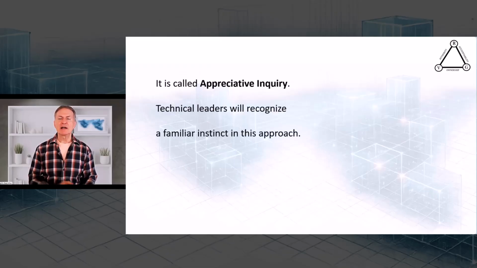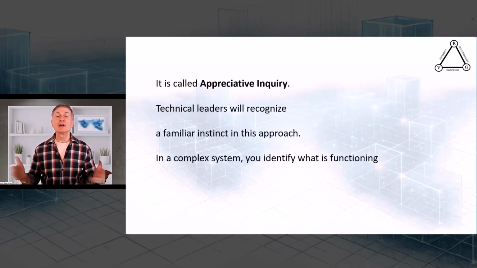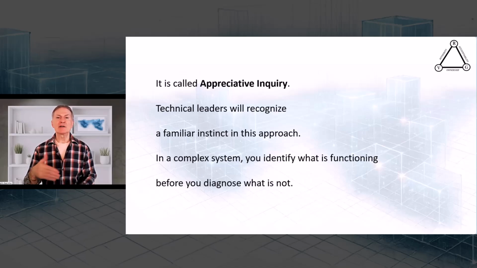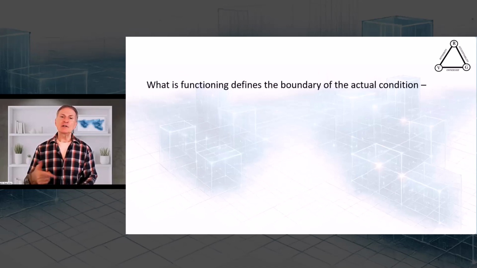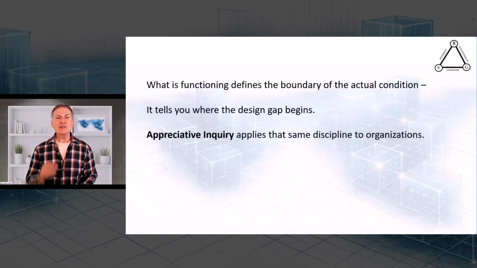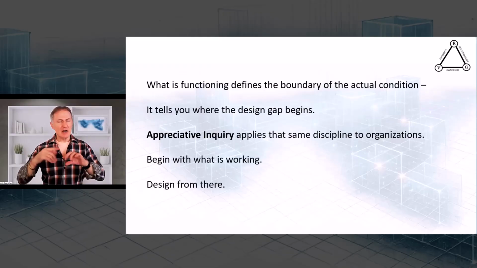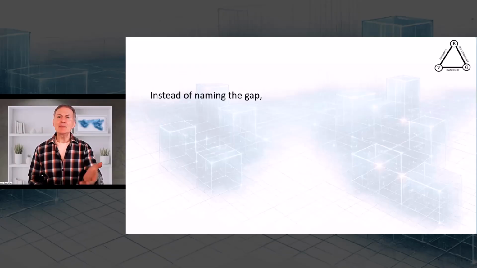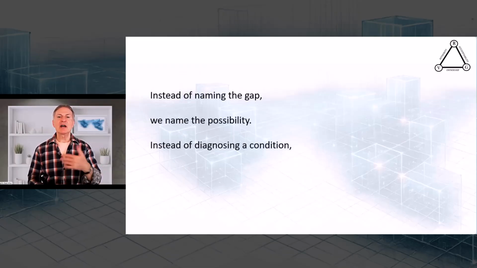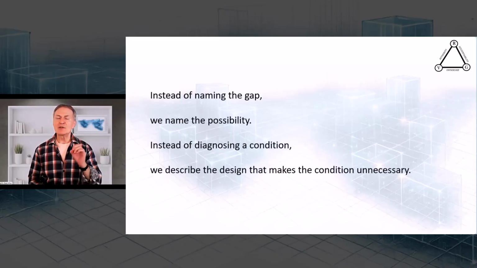Technical leaders will recognize a familiar instinct in this approach. In a complex system, you identify what is functioning before you diagnose what is not. What is functioning defines the boundaries of the actual condition. It tells you where the design gap begins. Appreciative inquiry applies that same discipline to organizations. Begin with what is working. Design from there. Instead of naming the gap, we name the possibility. Instead of diagnosing a condition, we describe the design that makes the condition unnecessary.